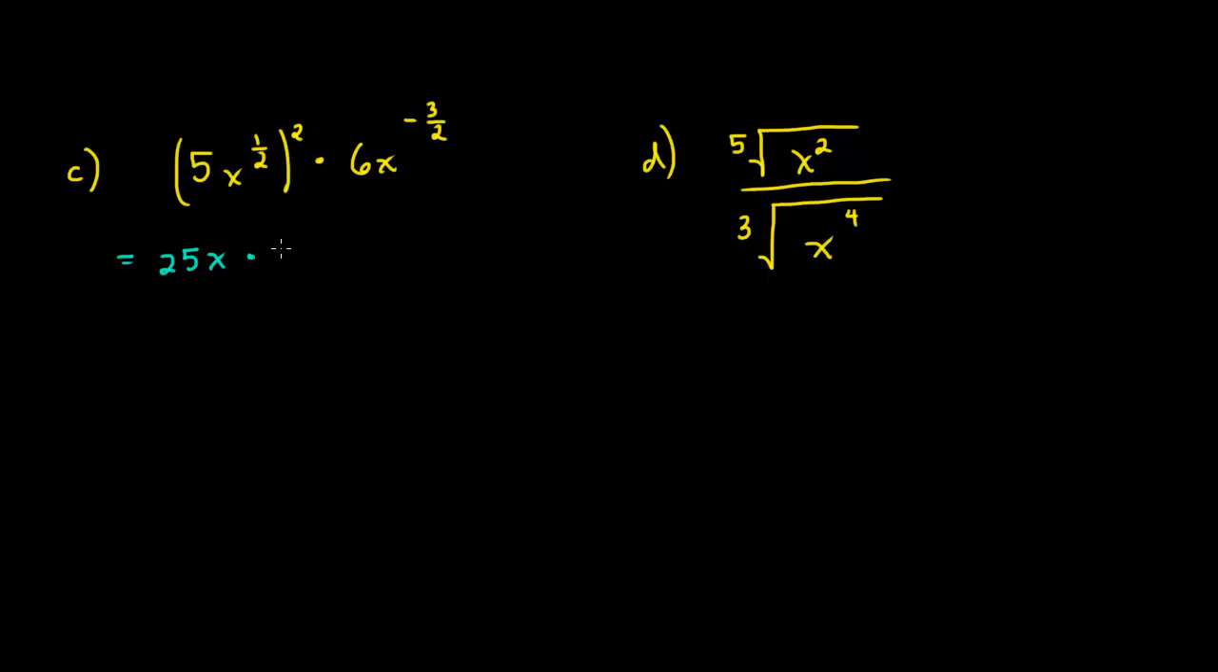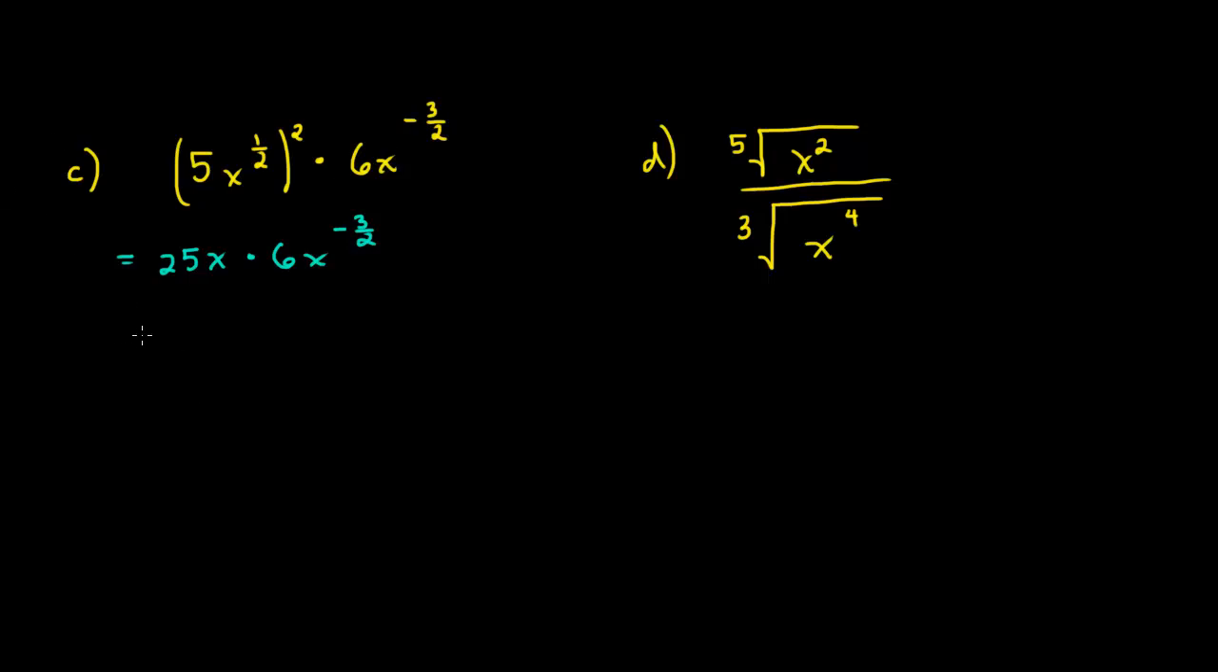Next, I've got to multiply that by 6, x to the minus 3/2. Now, I don't raise 6 to the exponent 3/2 because it's not in brackets here. If I had brackets around the 6, then this would mean 6x to the power of negative 3/2. But since there are no brackets, I just raise x to the exponent negative 3/2.